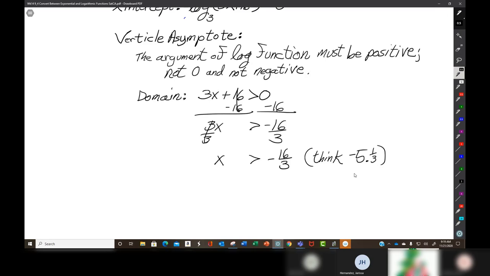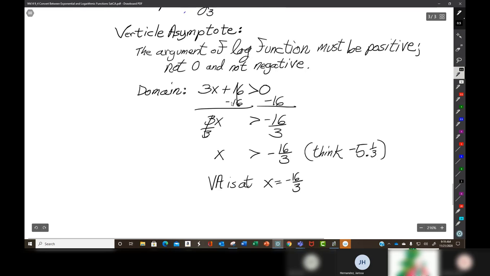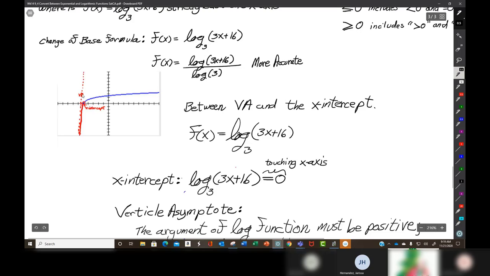Okay, so it has to be strictly greater than that. For that reason, the vertical asymptote is at x equals negative 16 over 3. So now we know what that vertical asymptote is. It's at x equals negative 16 over 3, or just between us, negative 5 and 1/3.